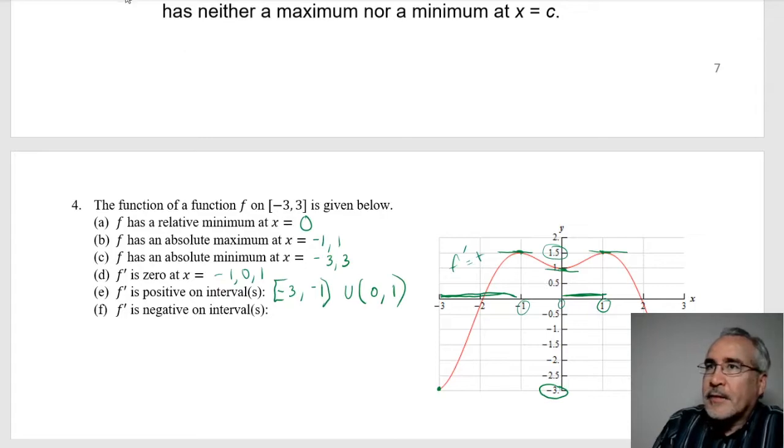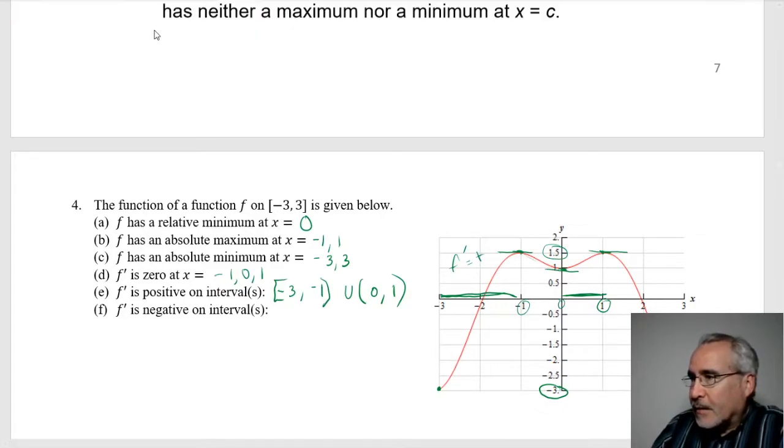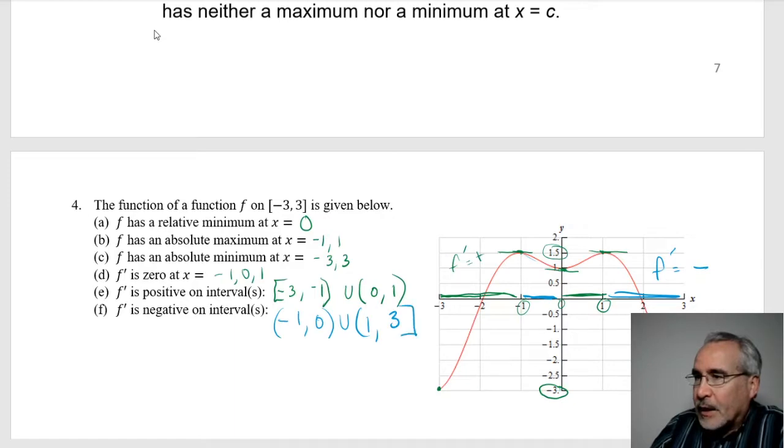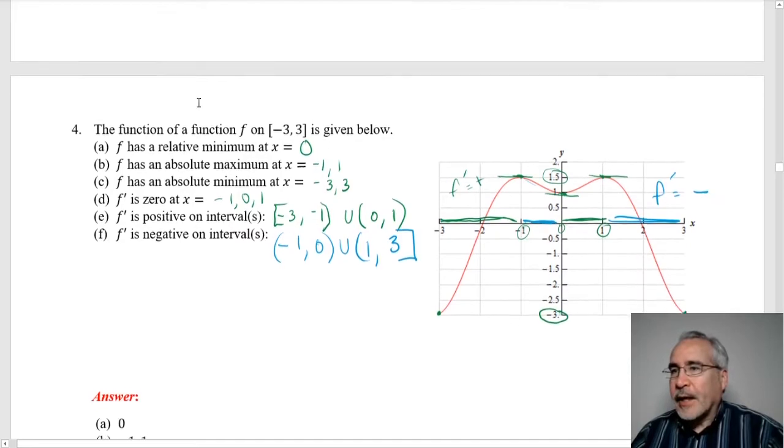Where is it negative? Let's change to blue. It's decreasing from here to here, so there's our decreasing part, and then from here down to 3. These are the places where f prime is negative. So we start at -1 and go to 0, and then we start at +1 and go all the way to +3. In this case, 3 is a closed endpoint where the others are open intervals. Okay, so that's how we look at a graph.